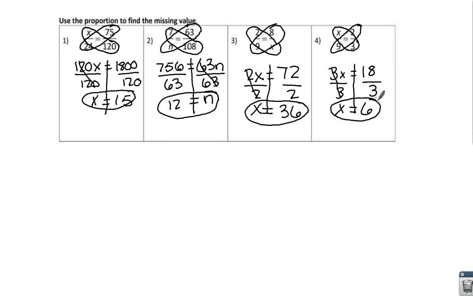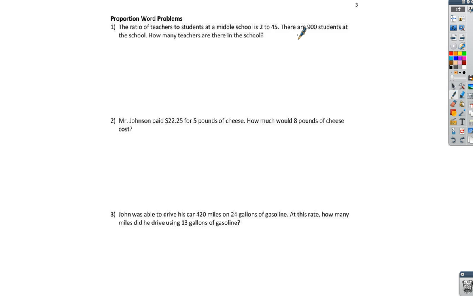X equals 6. Okay, now turning your page over to page 3, we're going to do some word problems. So the first problem we have, the ratio of teachers to students at a middle school is 2 to 45. There are 900 students at the school. How many teachers are there in the school? So we need to think about what we know in our units.